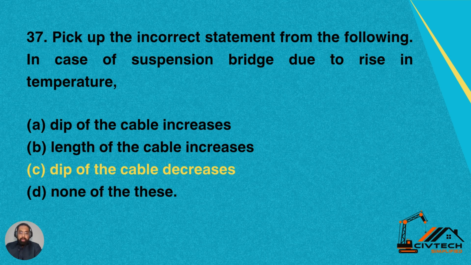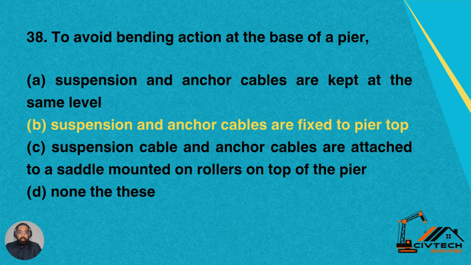(37) Pick up the incorrect statement from the following. In case of suspension bridge due to rise in temperature, option A, dip of the cable increases; option B, length of the cable increases; option C, dip of the cable decreases; option D, none of the above. So we have to select the incorrect statement. In case of suspension bridge due to rise in temperature, dip of the cable decreases. So C is the correct option for this question.